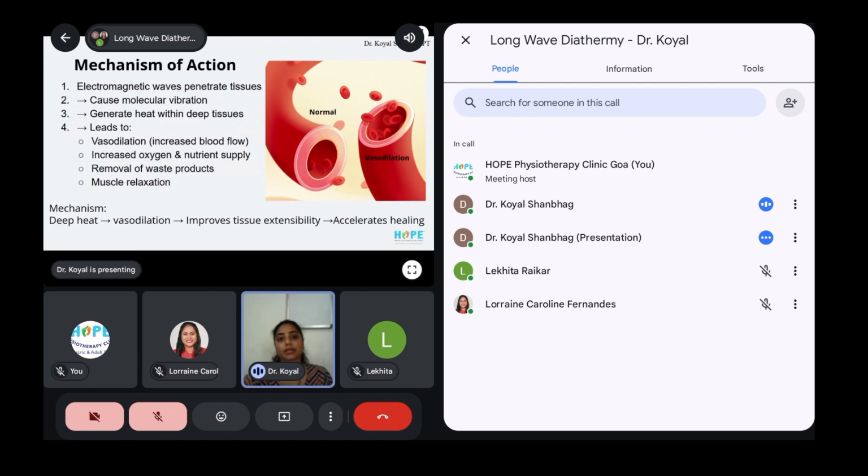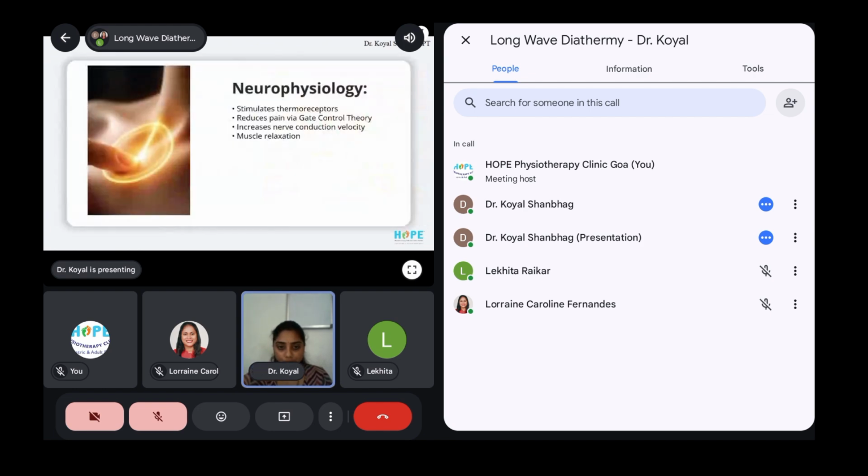So the mechanism of action is that these electromagnetic waves that are produced penetrate inside the tissue, cause molecular vibrations and generate heat within deep tissue. This causes vasodilatation, that is increased blood supply, which eventually increases the oxygen and nutrition supply to the part. This takes away the waste products and eventually gives us muscle relaxation. This helps in accelerating the healing. So it's an adjunct used in our therapy.